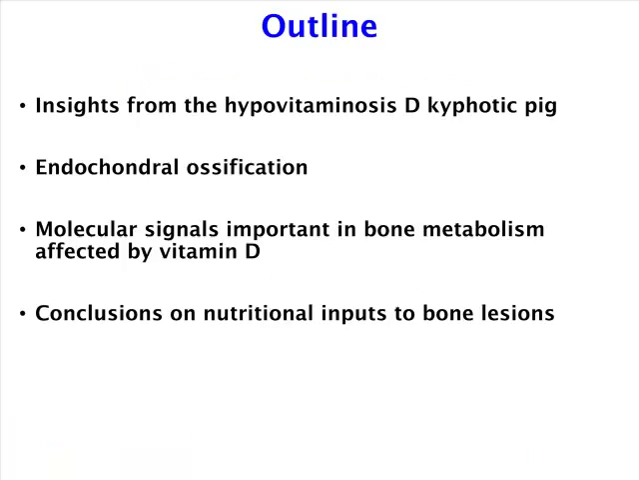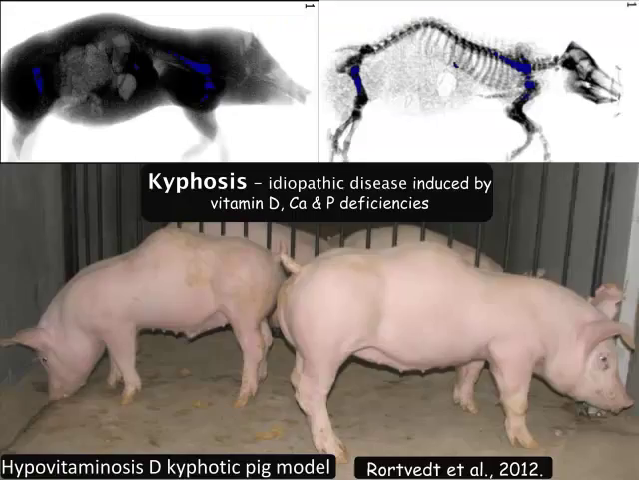So just a quick outline: some of the insights from the hypovitaminosis D kyphotic pig model, as we've termed it, a brief overview of endochondral ossification, and then I'll get into some of the molecular signals that we've begun to look at. In lieu of time, I won't be able to show you all the data, but hopefully enough to tell a good story. And then just some general conclusions that we have on some of the nutritional inputs on bone lesions.